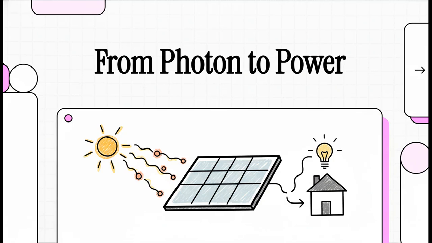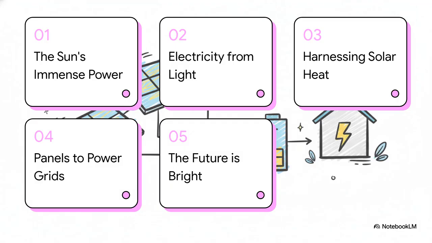Hey there, and welcome. Have you ever looked up at the sun and just wondered, how do we actually turn all that light into the electricity that powers our world? Well, in this explainer, we're going to break that whole process down, from a single particle of light, a photon, all the way to the power grid. Let's dive right in.